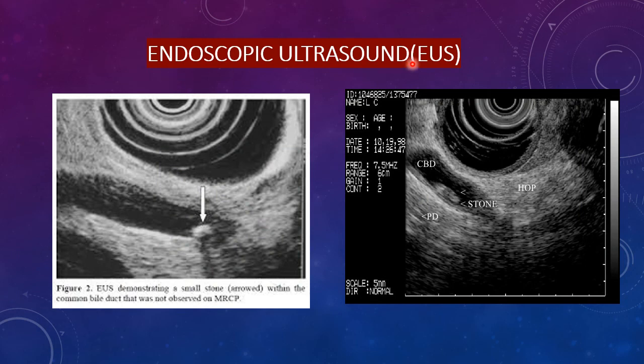This is the EUS, or the endoscopic ultrasound, which is much clearer to detect the stones causing obstruction at the ampulla, or the lower end of the CBD. And here the bile duct is grossly enlarged. Here is another picture, the CBD is dilated, and there is a stone here. EUS is becoming increasingly popular these days, but unfortunately it's not available in the smaller centers.